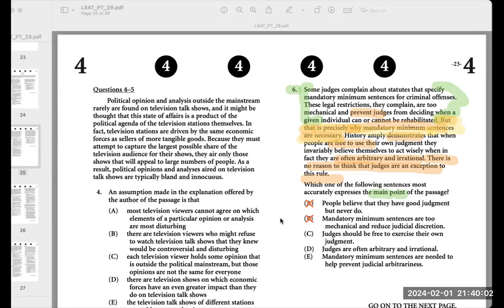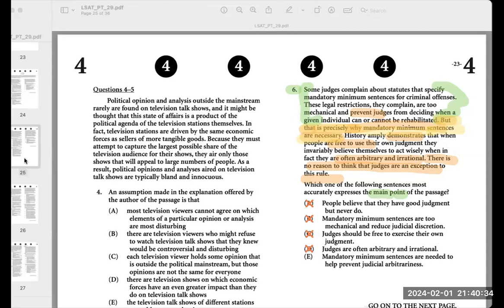C, judges should be free to exercise their own judgment. Again, this is what judges think rather than what the author of the passage thinks. D, judges are often arbitrary and irrational. The author does think that, but that's something that's used as support. So because judges are often arbitrary and irrational, that's why mandatory minimum sentences are necessary. So E is the correct answer.